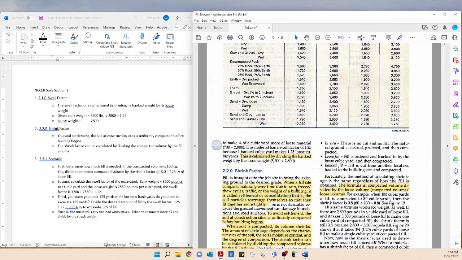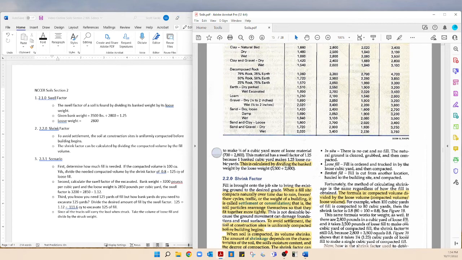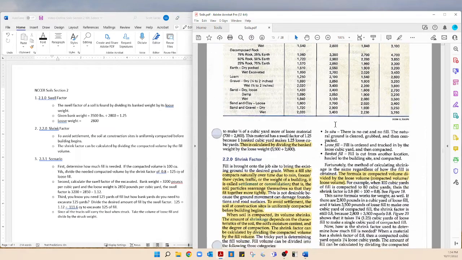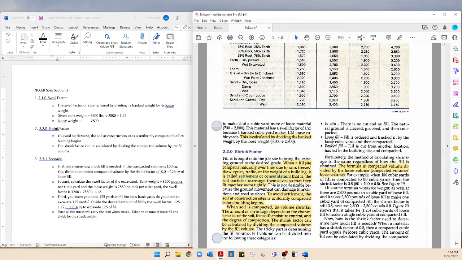This goes on and talks about, well, it goes right to the shrink factor here. This is talking about loose fill. I'm getting ahead, sorry.